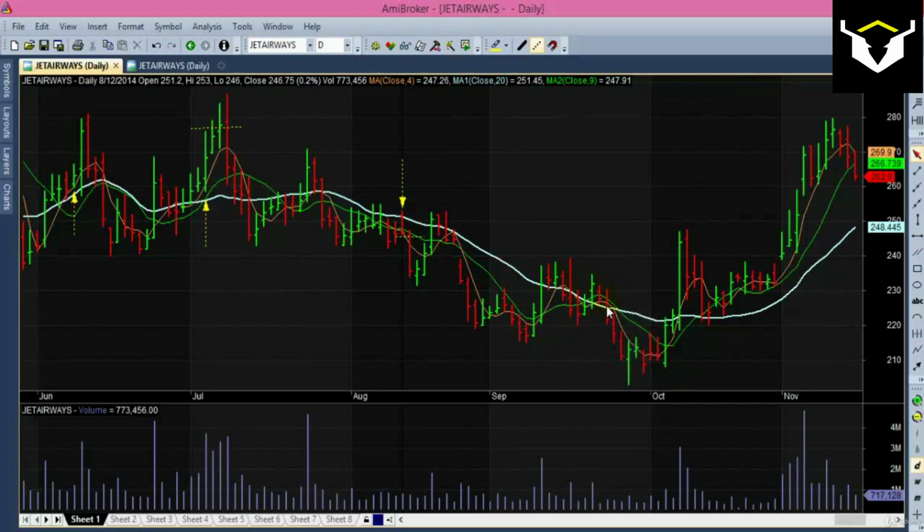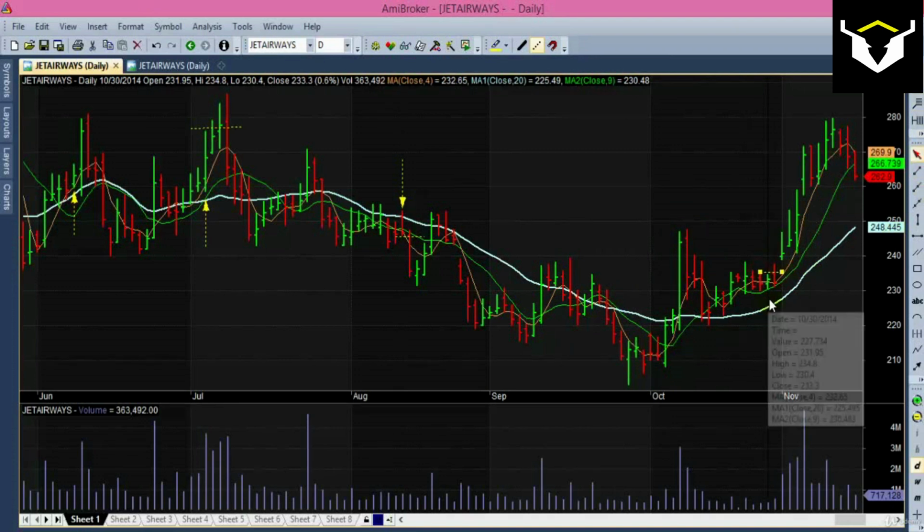And if we followed, a bullish hint was given, never confirmed. Bullish hint was given on this large upside day, but then the 4-day fell below the 9-day. Here the 4-day went above the 9-day and continued to stay above until prices took out the high of the previous day, which it did on this day, on 30 October here.